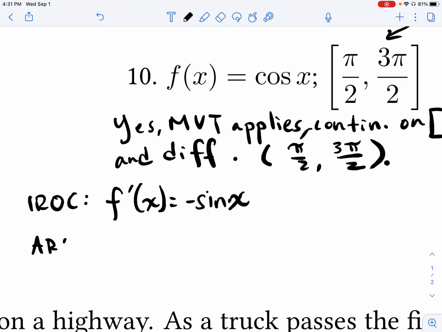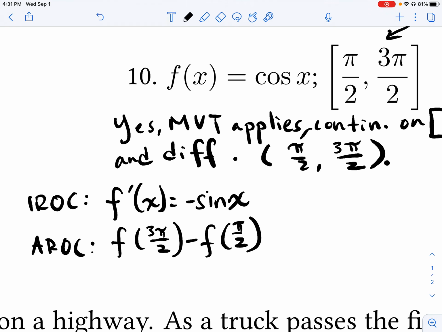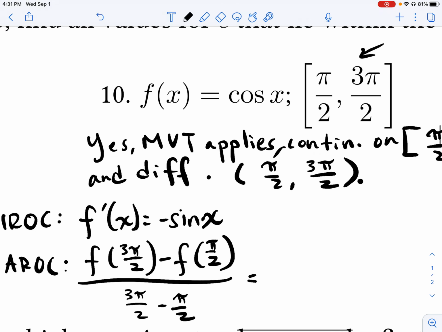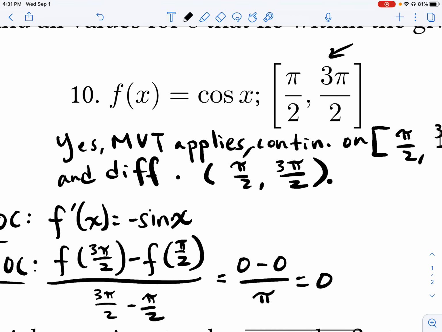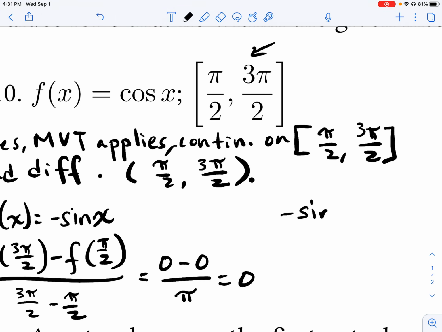Now let's find our average rate of change. So just traditional slope, we're going to say f of 3 pi over 2 minus f of pi over 2, all of this over 3 pi over 2 minus pi over 2. Well, if you think about your trig functions, this would be 0 minus 0, all of that over pi, which is just 0. So now we can set our instantaneous rate of change and our average rate of change equal to each other. So we can say negative sine of C is equal to 0 because we're solving for C.